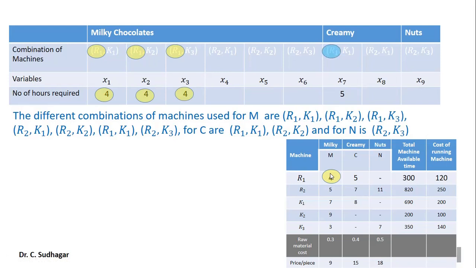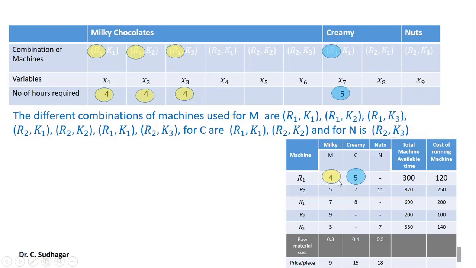Now when I come to creamy chocolates, it is used only one time. So how much time is required? 5 hours, so we put the 5 here. For nuts chocolate it is not required, so I am not writing anything in the place here. It is left blank for R1. So we just track them.